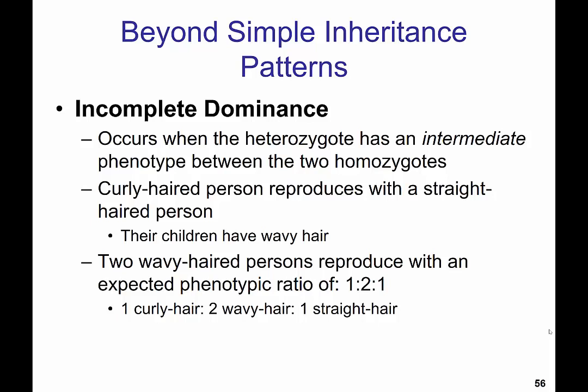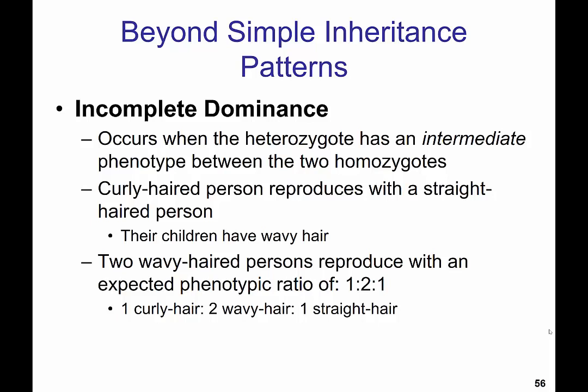First, incomplete dominance. Just like it sounds, this happens when a trait is incompletely dominant. In other words, the heterozygote has an intermediate phenotype between the two homozygotes. Looking at curly, straight, and wavy hair is a good example of this. If we have someone who has naturally curly hair and reproduces with someone who has naturally straight hair, theoretically all their children will have wavy hair.